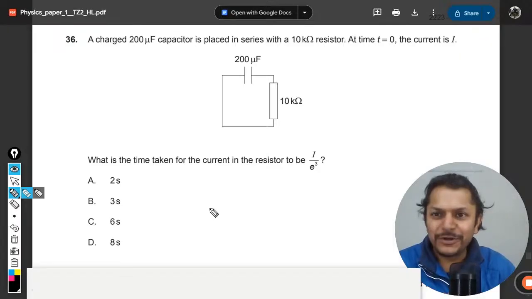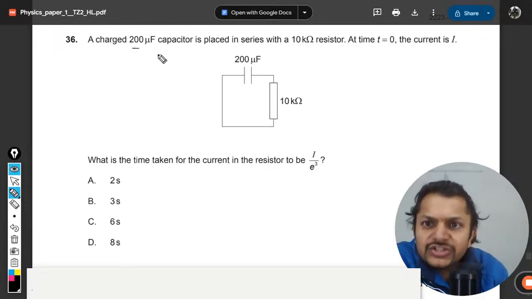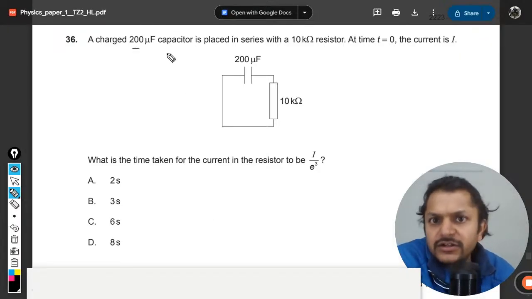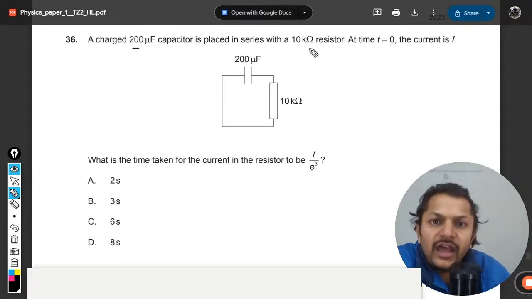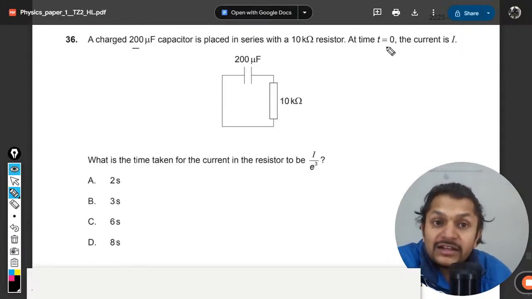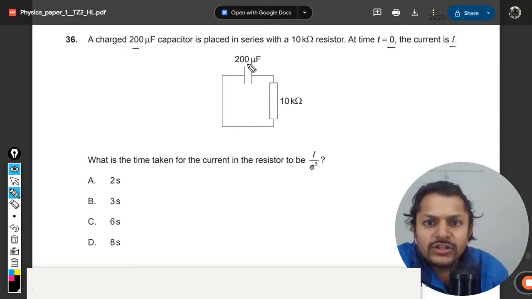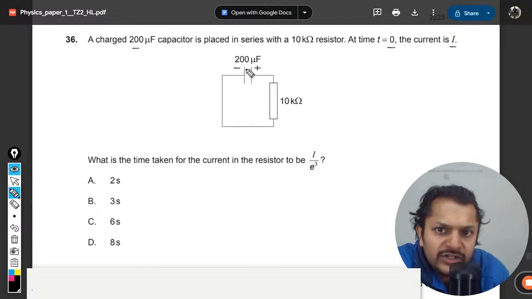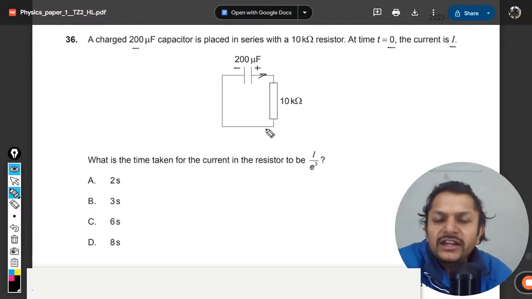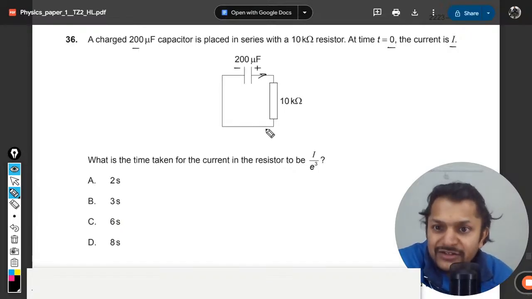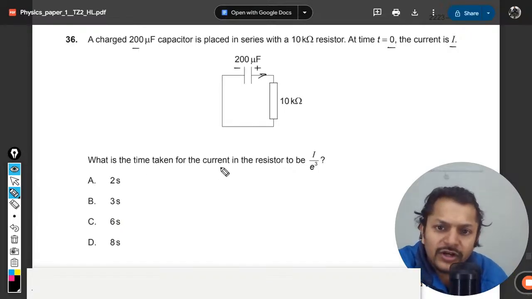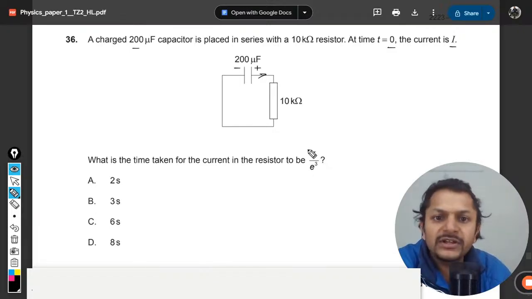Okay, dear student, let's see what is there in this question. A charged 200 microfarad capacitor is placed in series with a 10 kilo ohm resistor. At time t is equal to 0, the current is I. So this is about the discharging of a capacitor. Let us say this is positive and this is negative end. So the current will start flowing. Clearly, it is the case of discharging of a capacitor. What is the time taken for the current in the resistor to become I by e cubed?